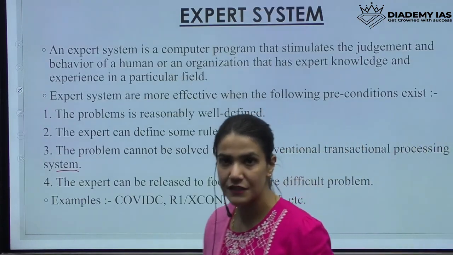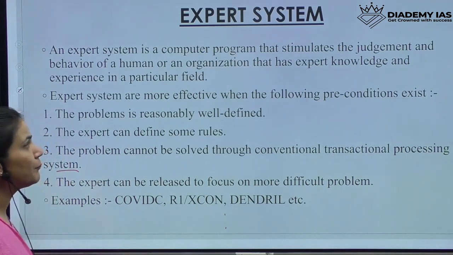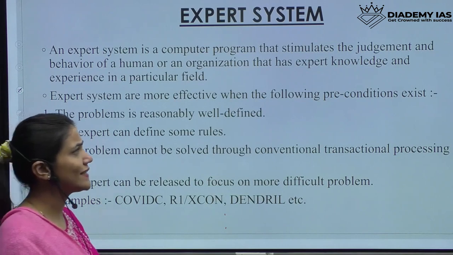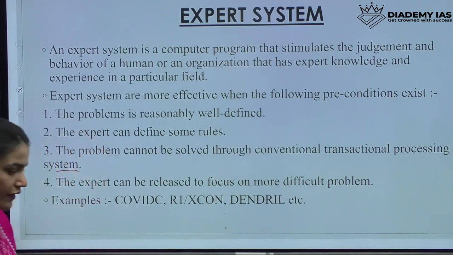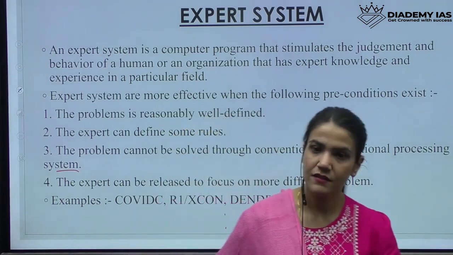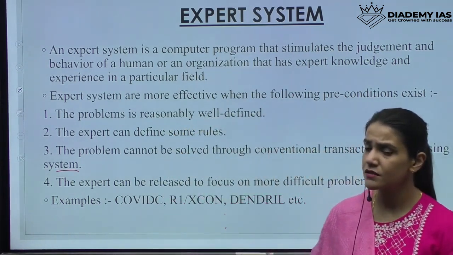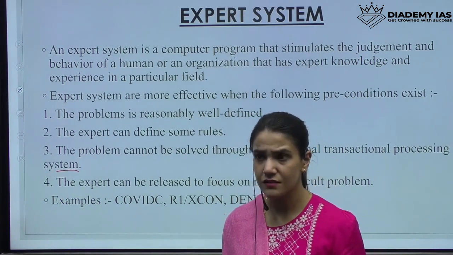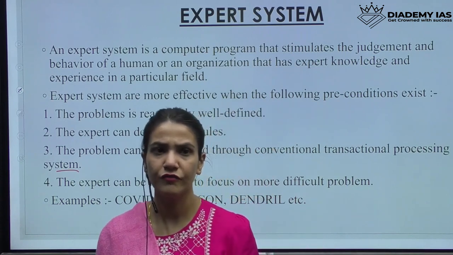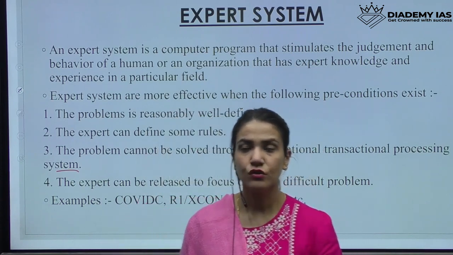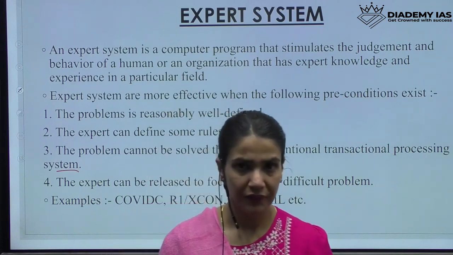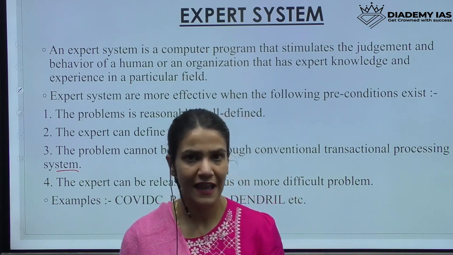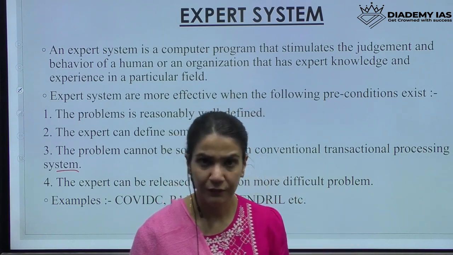Let's move on further and understand what is an expert system. As you can see on your slides, an expert system is basically a computer program that simulates the judgment or behavior of a human or an organization that has expert knowledge and experience in a particular field. Let's say there is a person who has certain characteristics in terms of his or her physical appearance changing, right? So that person would go to a doctor, right? Then that doctor would do a quick body scan of the person, right? The physical body checkup would be done.